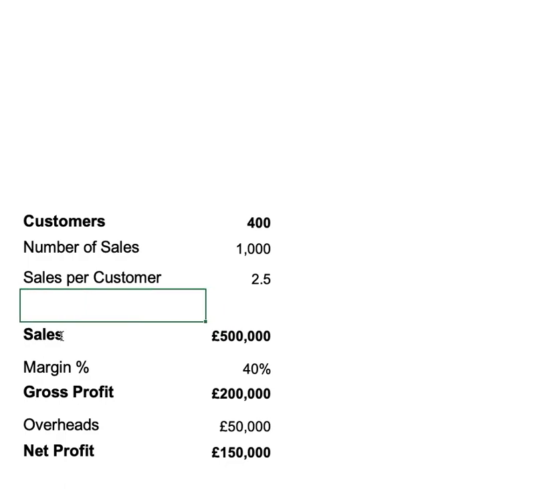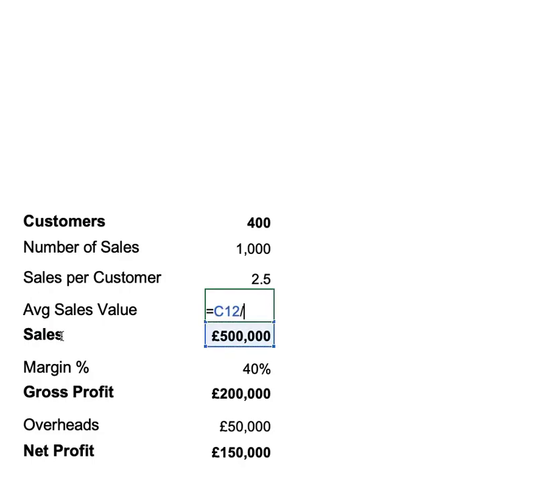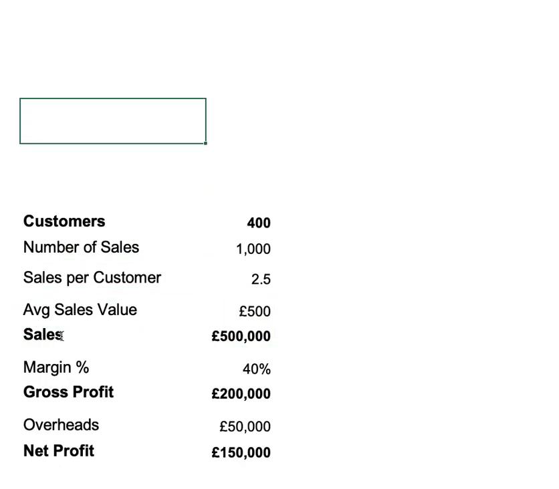And we also can work out the average sales value, how much they're spending with us when they do business. So we've got 500,000 divided by 1,000, so £500. So 400 customers, 2.5 times a year on average, spending on average £500 gives us a turnover of 500,000.